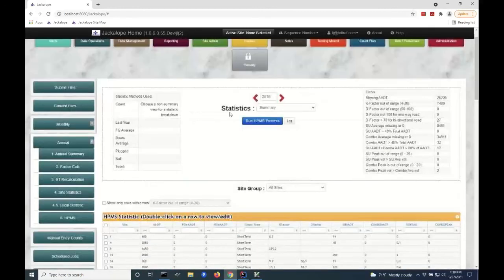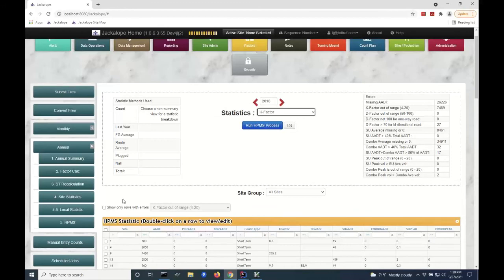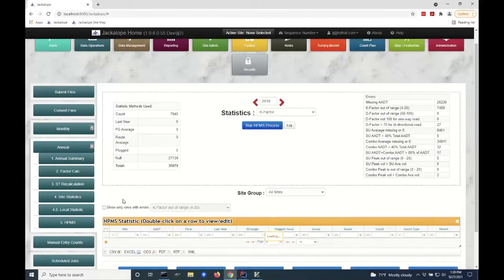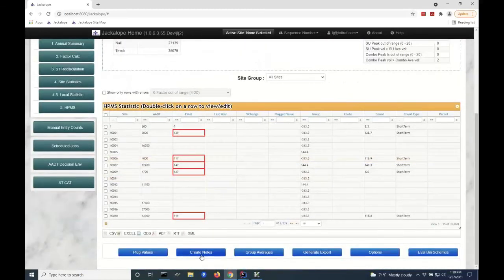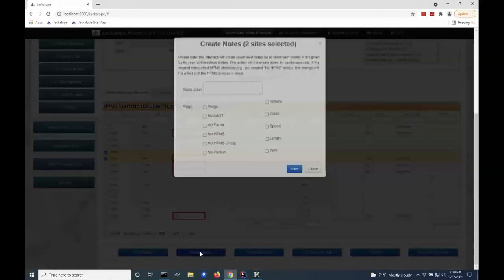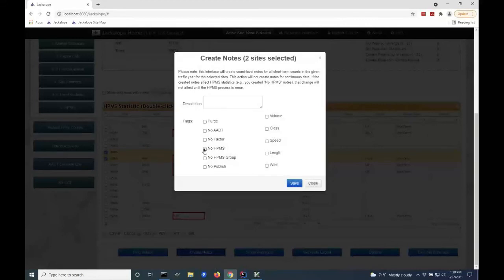I think, yeah, if you're looking at K-factors, for example, this allows you to create notes in mass. So if you have one route that is all out of range for the same reason, but it's correct, you could go down and click the correct ones, and then hit the create notes button, and it would create notes for each of those. And you wouldn't have to put a flag on it. It would just be a note.